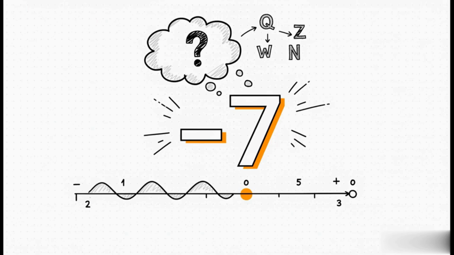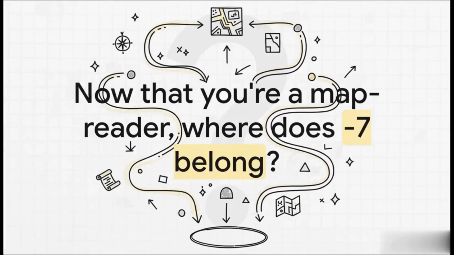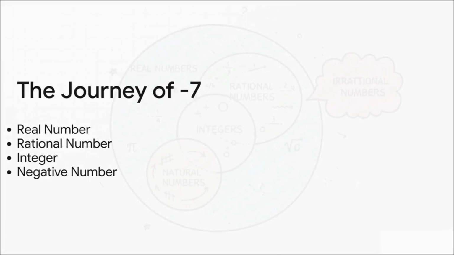Let's grab a number. How about -7? All right, now that you're an expert map reader, can you trace its path? Where does -7 belong? Start from the top and see where you end up. I'll give you a second. Let's trace it down the map together.